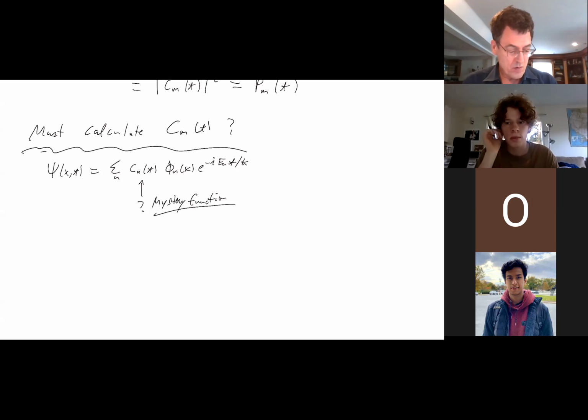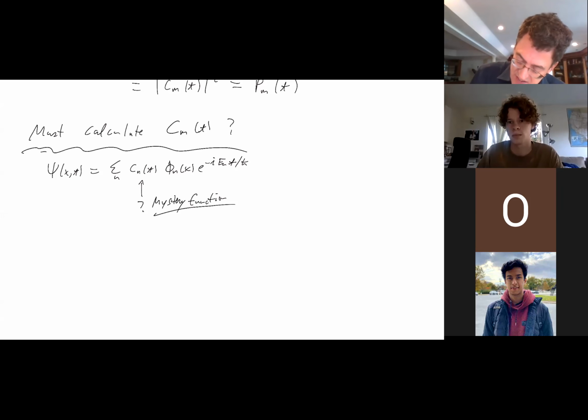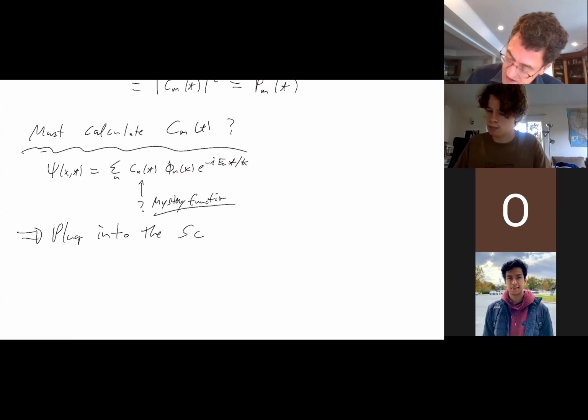Would we plug that psi into the Schrodinger equation and find some formula for Cn of t? Yes, that's correct. That's exactly what we do. Good. That's perfect. We plug into the Schrodinger equation.